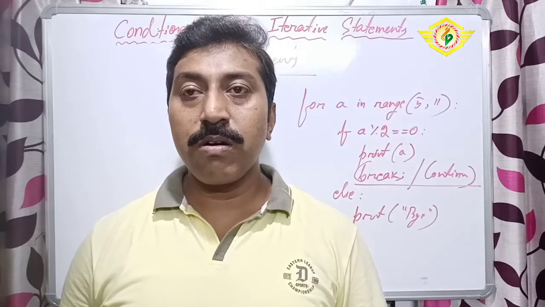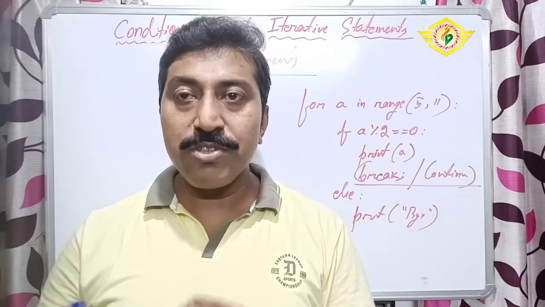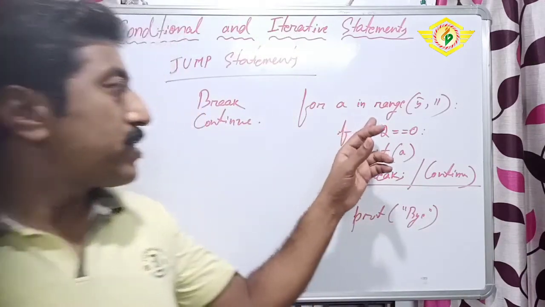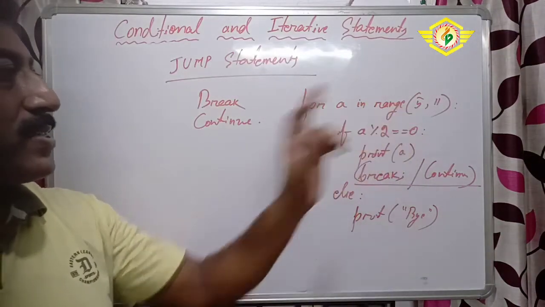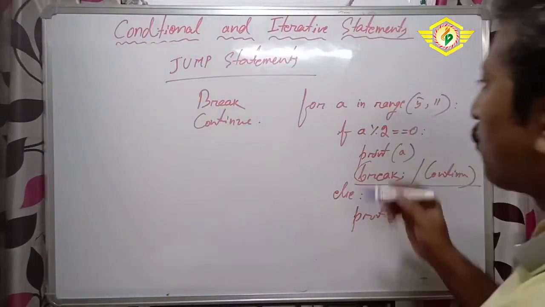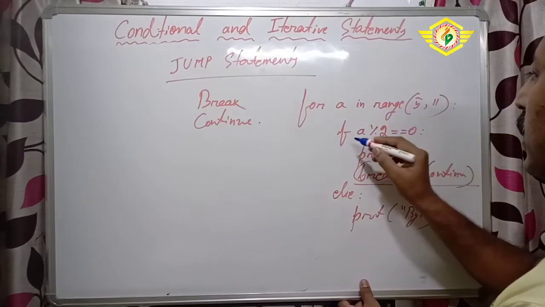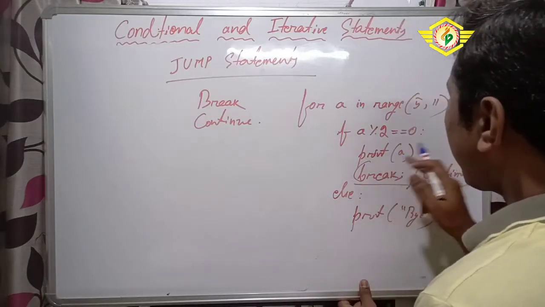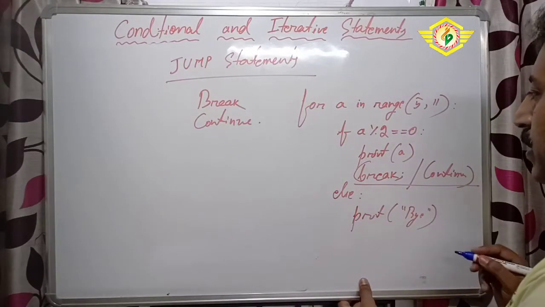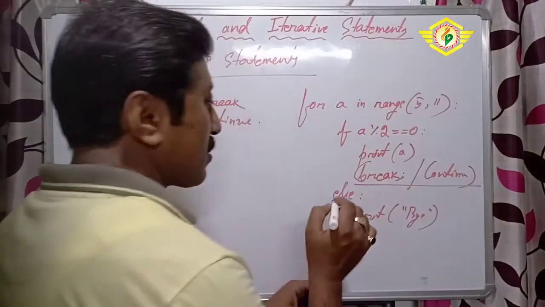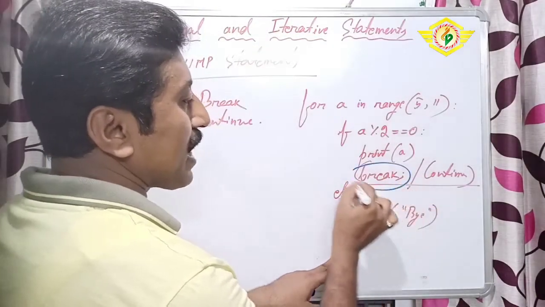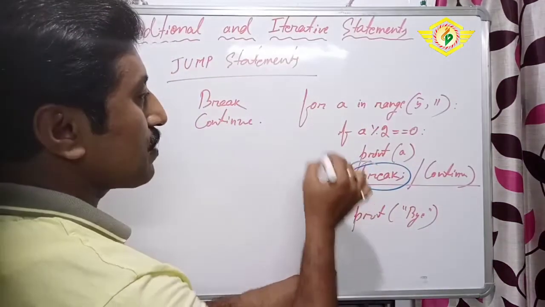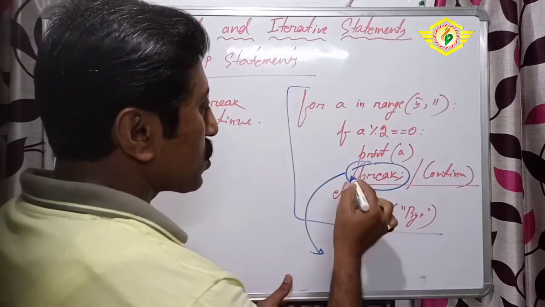Okay, maybe there is a little bit of confusion, so just once I am showing you the example. See, in this case, I have written for a in range 5, 11. If a mod 2 equal to 0, then print a, then a break statement or continue statement. Suppose if you write break here, students, it will directly exit from the loop.